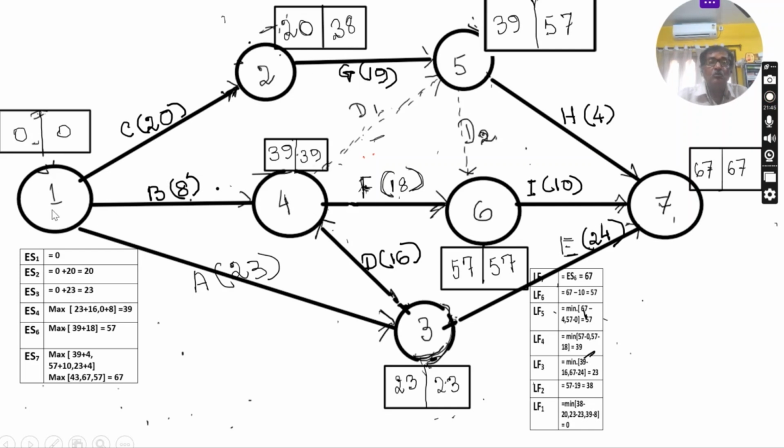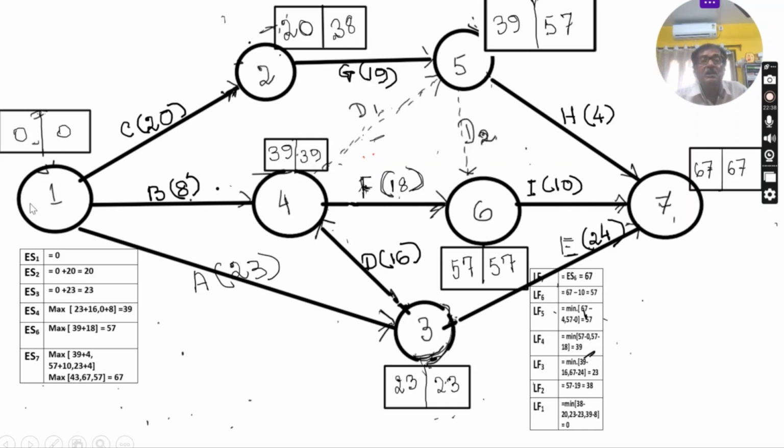Now LF1, the latest finish time LF1. How will you find this? 3 activities are coming out one by one: 1, 2, 1, 4 and 1, 3. First let's look at 1, 2. Latest finish time 38 minus 20, that is 18. 39 minus 8, that is 31. And 23 minus 23 is 0. So the lowest of the three is 0. That's why this is the latest finish time. This is the logic. If you enlarge it a bit, you can see and compute it also.